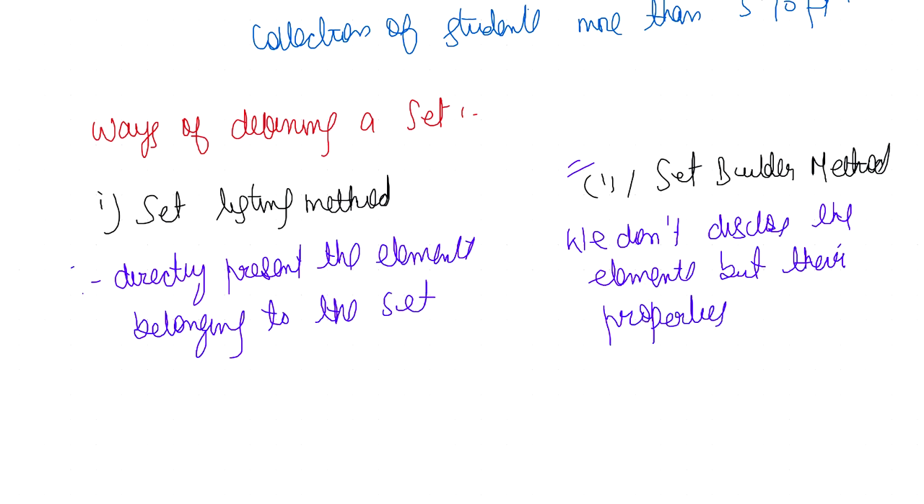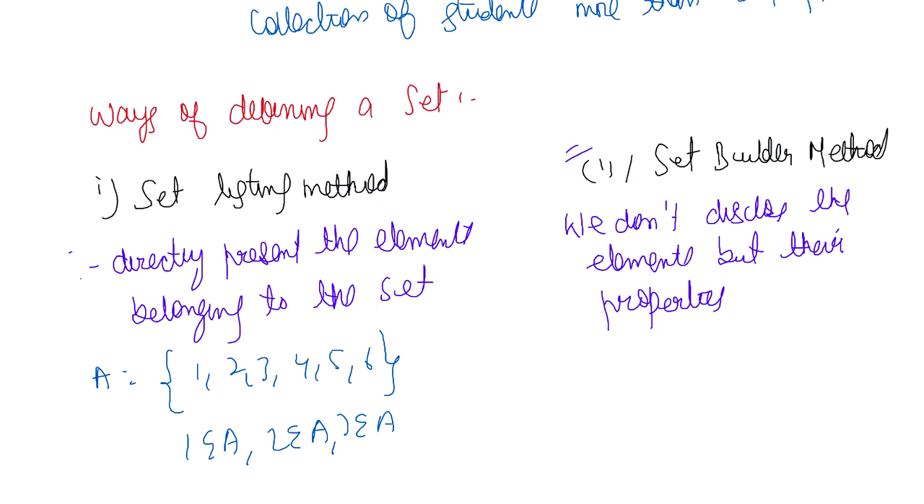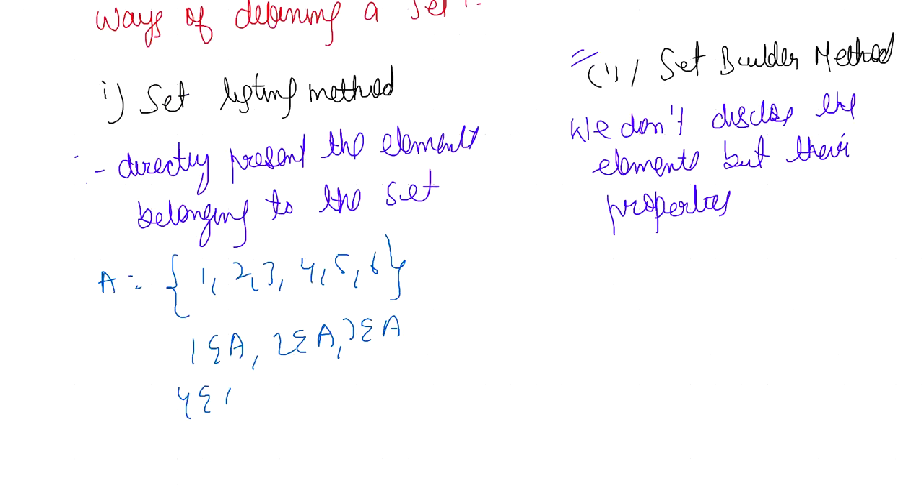Okay. So let's say if I have to write a set of natural numbers. Let's say my set A is natural numbers up to 6, for example. So in set listing method, I'll straight away go ahead and write all the elements. I can say 1 belongs to A, 2 belongs to A. This sign says belongs to. 4 belongs to A, and etc.